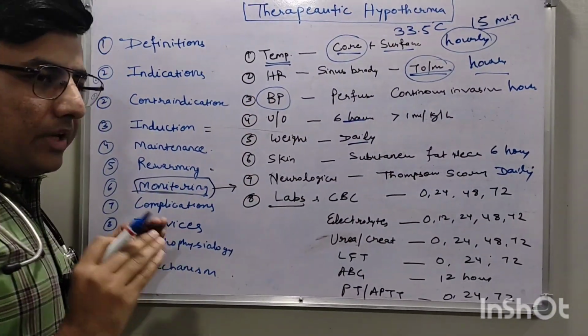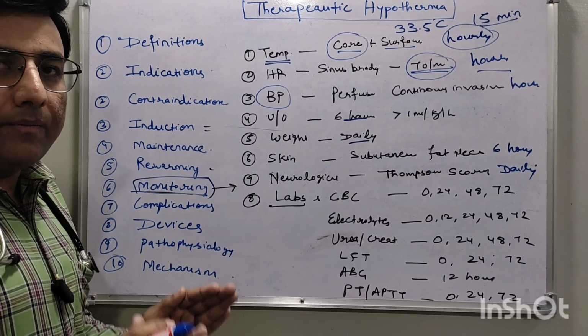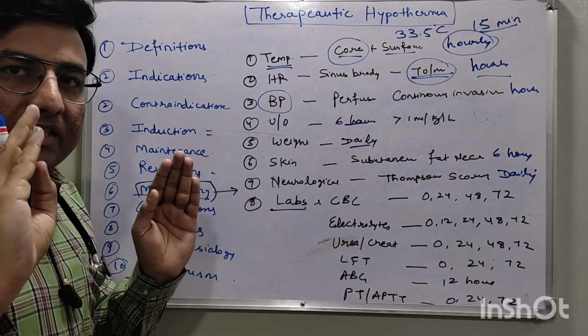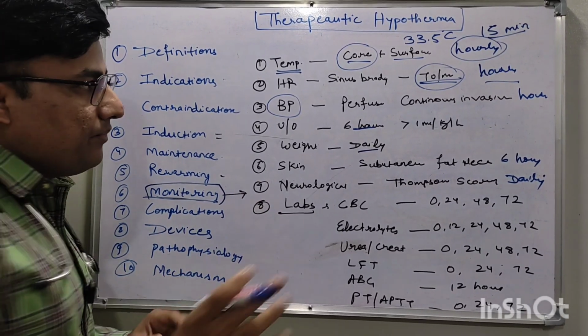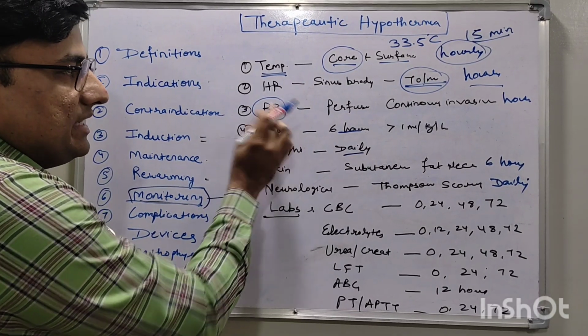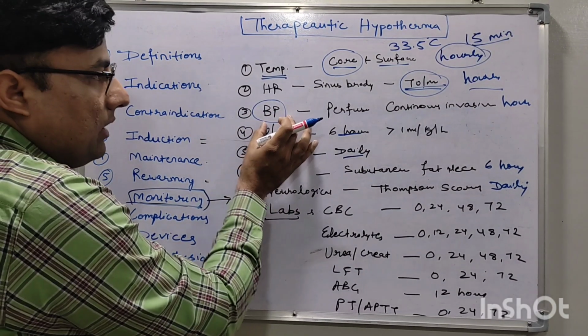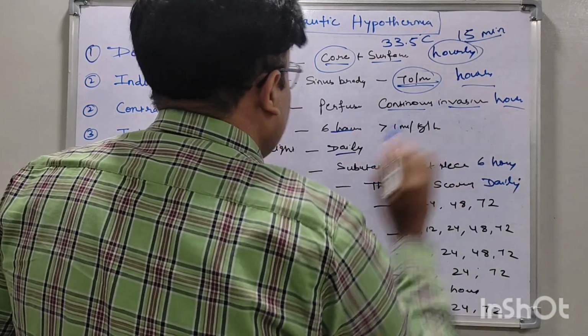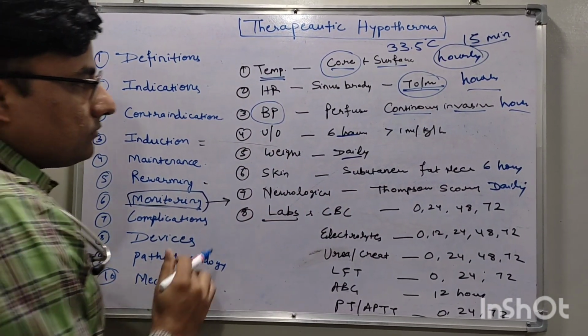Third is the BP. BP monitoring is very important, because during therapeutic hypothermia, color is not reliable and CFT is not reliable, because CFT will be prolonged and color will be dusky. So to assess the perfusion, continuous invasive BP monitoring is desirable. Continuous BP monitoring is very important to assess the perfusion and shock.